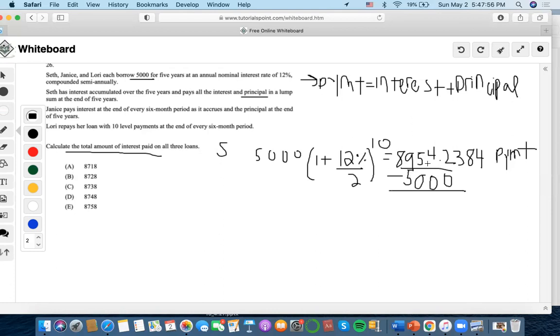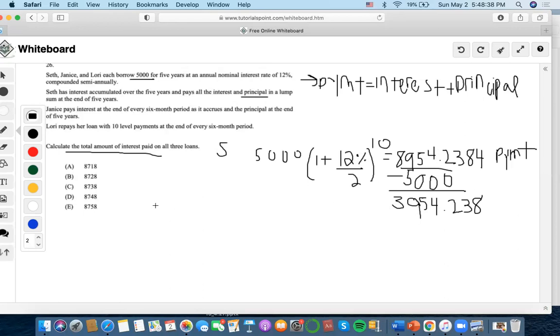So 8,954.2384 is the amount of interest that has accumulated over time, and we need to use this amount to pay out the lump sum of principal. So once we subtract both values, we end up getting 3954.238. So that is the amount of interest. Interest has accumulated over 10 periods. We use that amount to pay back the principal of $5,000, and we have this amount of interest left.